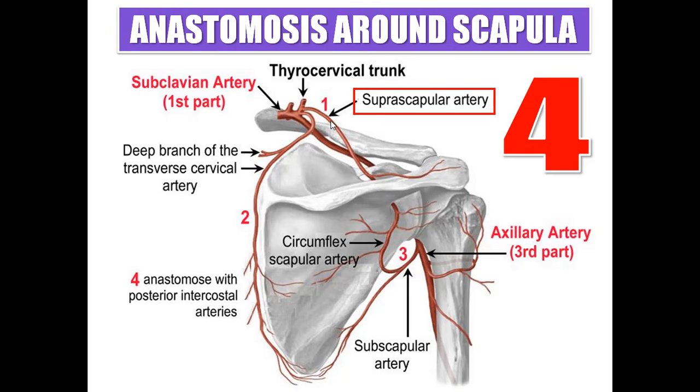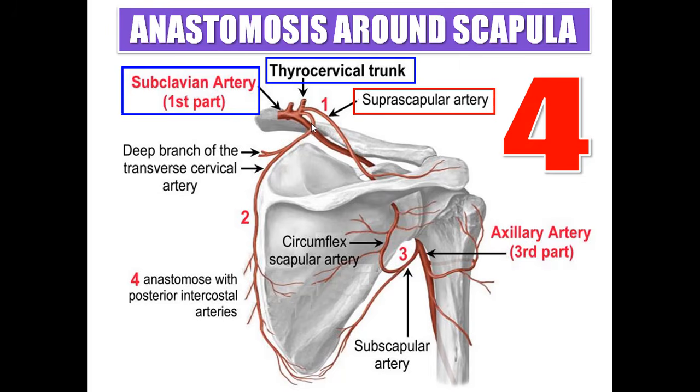This suprascapular artery is a branch from the thyrocervical trunk, which is a branch from the first part of the subclavian artery. So we have 4 arteries forming anastomosis around the scapula. The first one is the suprascapular artery, branch from the thyrocervical trunk, which is a branch from the first part of the subclavian artery.